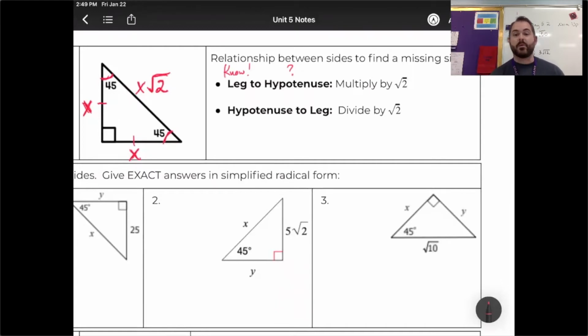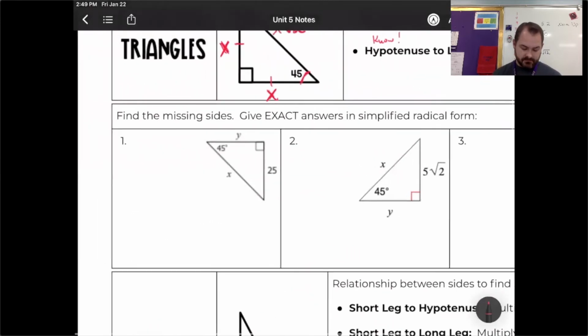If we're going backwards then to get rid of that or undo it, meaning I know the hypotenuse and I'm looking for the leg, we undo that multiply by root 2 by dividing by root 2. Okay, put a root 2 under it like a fraction. And so we're going to work on or get rid of it if it's there. So let's try some examples of these special right triangles.